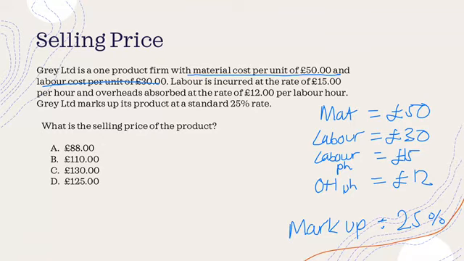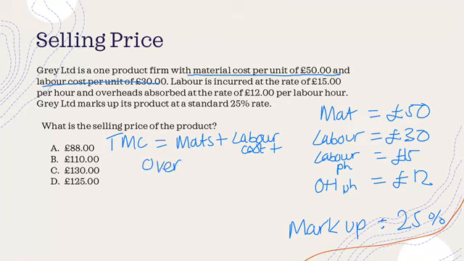So to work this out, we would need to find the total manufacturing cost, so TMC, and that is materials plus the labour cost plus overheads. Now materials would be £50. The labour cost would be £30. And our overheads would be £24.